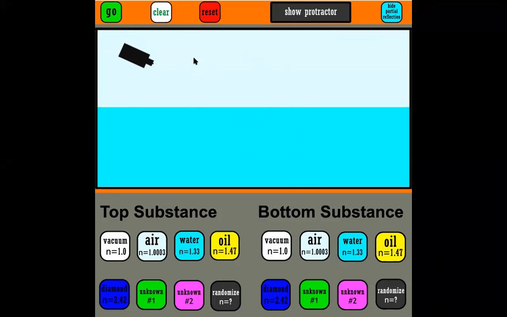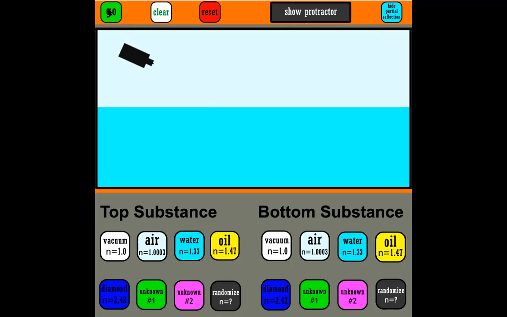Okay, so here's the idea. This is a laser that's going to shoot a laser beam. There's one substance on top, in this case air. So we're shooting the laser beam through the air, and then it's going to hit the water, water here on the bottom. And when it enters the water, it bends.